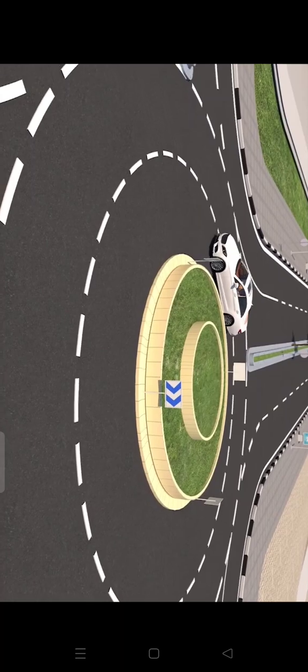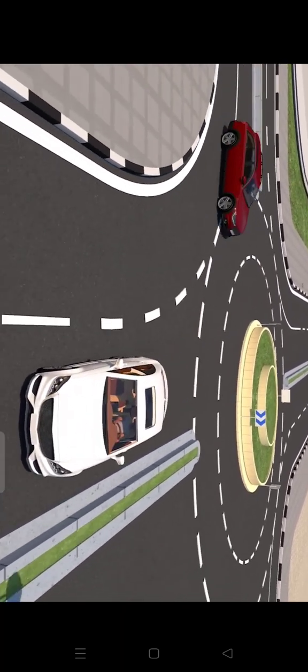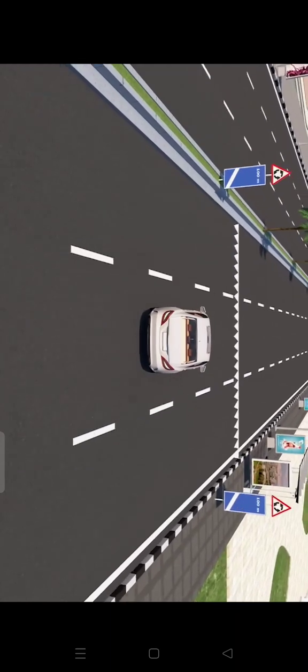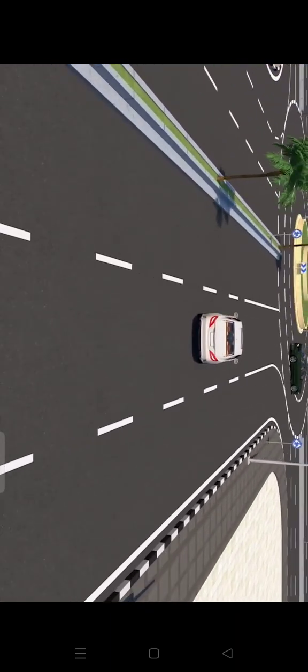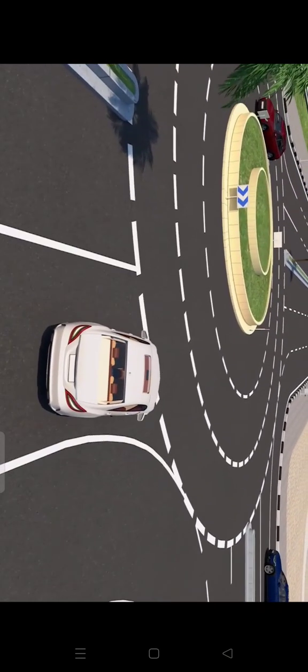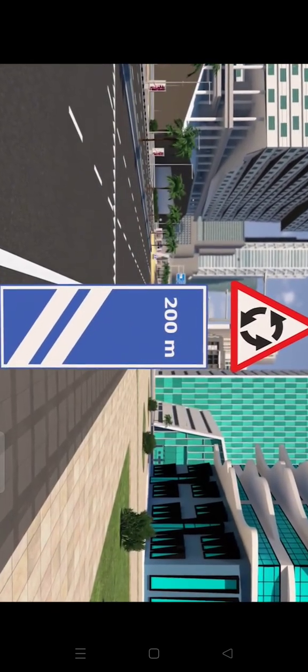Roundabout warning signs. The driver must be aware that there is a roundabout ahead. Hence, he has to reduce his speed and give way to the vehicles entering the roundabout. Roundabout directional informatory signs. These signs are placed to indicate the remaining distance to a roundabout's entrance.